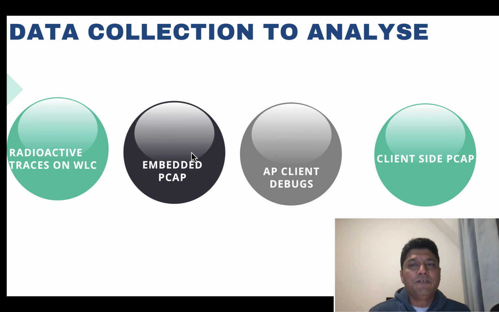Now, what data are we collecting to analyze? We are going to collect the radioactive trace. We are going to collect the pcap on the controller, which is the embedded pcap. We are also going to initiate a debug on the access point CLI, which we will be collecting. And then we would also do the packet capture from the client, so that we have end-to-end data to analyze and understand how DHCP works when it comes to the internal DHCP server.